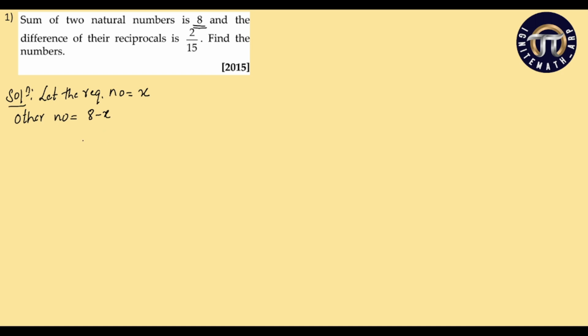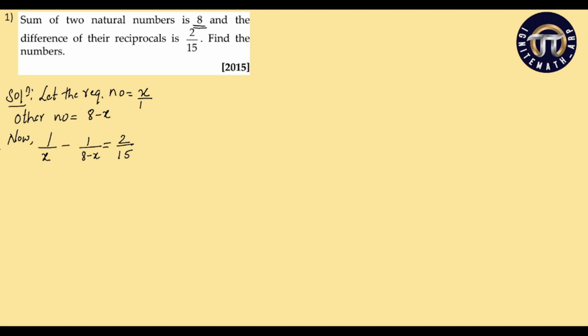And see the second part of the question, and the difference of their reciprocals is 2 by 15. Clear children? Difference of their reciprocals. So now what I'm going to have: the reciprocal of that number is 1 by x, minus 1 by 8 minus x, is equal to 2 by 15. So difference of the reciprocals is 2 by 15.